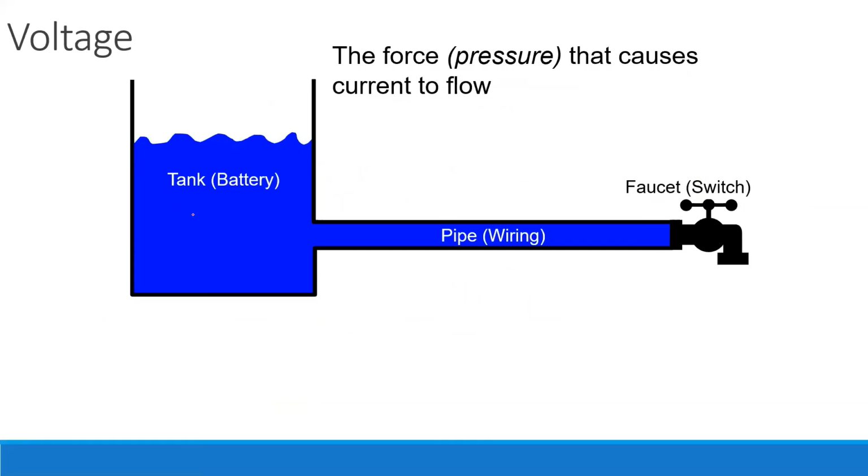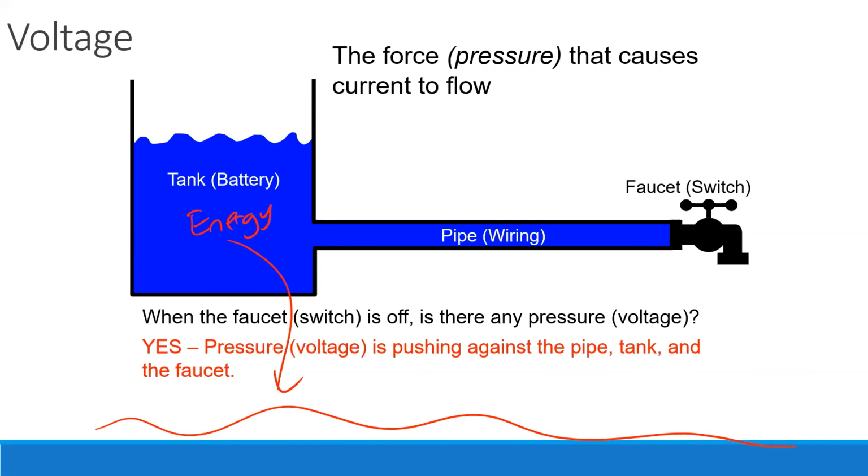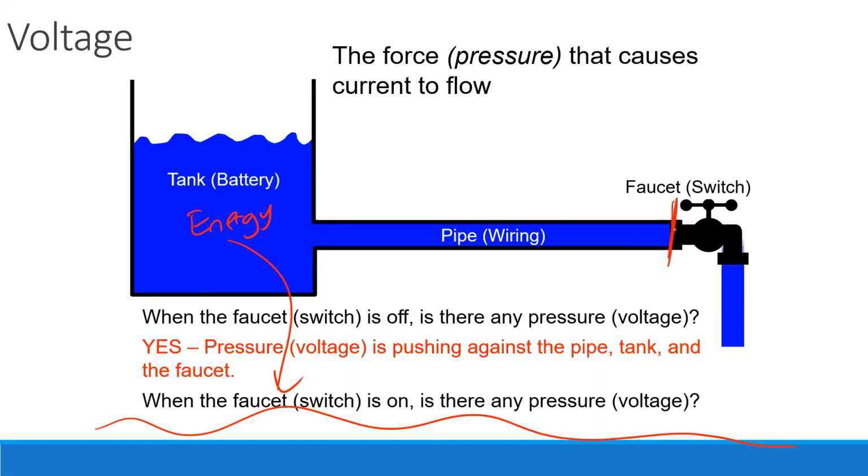Here we've got, again, another tank. Here is a bunch of energy that wants to flow down to the bottom. When the tap is off, is there pressure? Yes, there is pressure. It still wants to get out. In fact, this water wants to get out so badly, it's going to push against this tap here. When the faucet is on, there is still a push. The water is still pushing to get out. That's why it's flowing. That's why there is a current in the first place, because the water, the voltage, wants to get back to the ground.